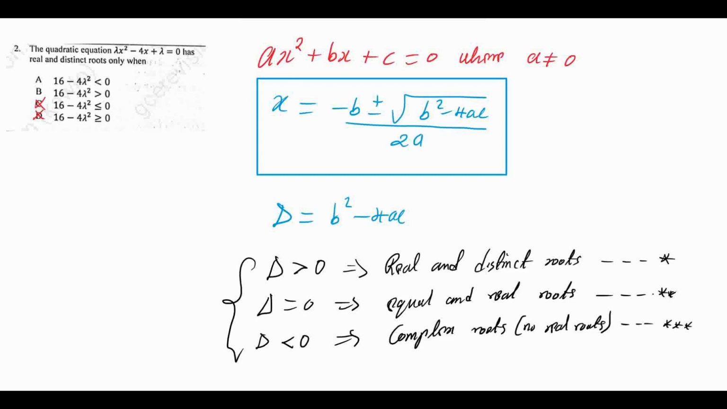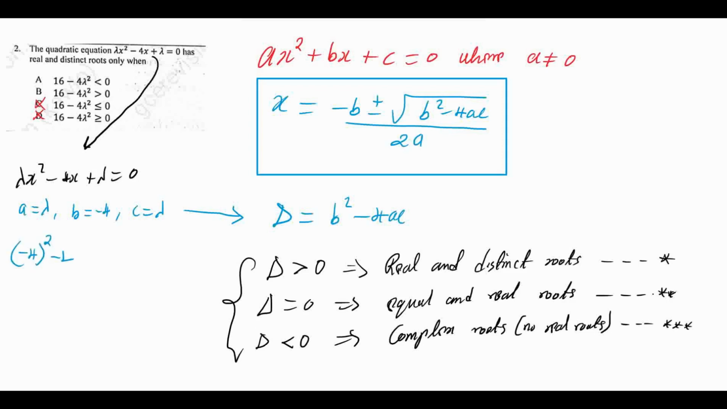So from here, we have been given our quadratic equation, lambda x squared minus 4x plus lambda equal to 0. In this case, our a is lambda, our b is minus 4, and our c is lambda, right? We simply need to substitute the values of a, b, and c in our discriminant. So we are going to have b squared, which is negative 4 squared, minus 4 times a, which is lambda, times c, which is also lambda.